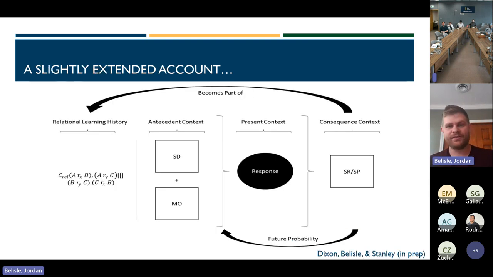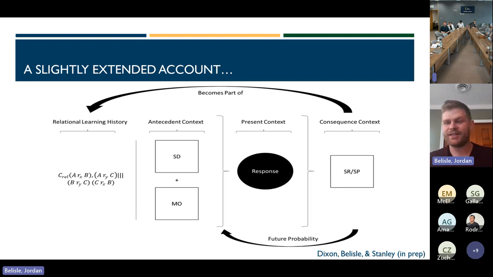So we can enter this into a three or four term contingency that behavior analysts already operate and was first conceptualized by Skinner and expanded considerably since. In this case, the relational frames are contained as part of a relational learning history. Information that has been contacted in the past and can be recombined in near infinite ways. This learning history influences the control of discriminative stimuli, motivating operations, reinforcers and punishers on the behavioral response that may be of interest, in our case, mental health.